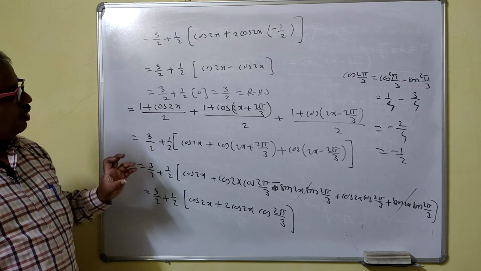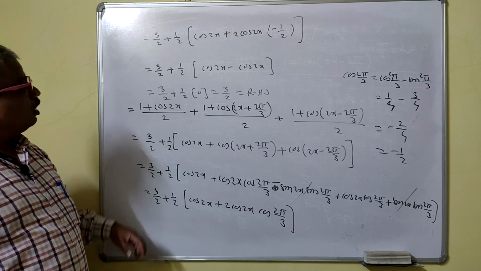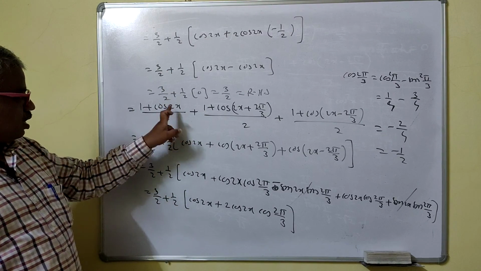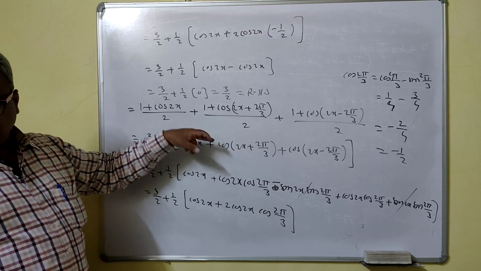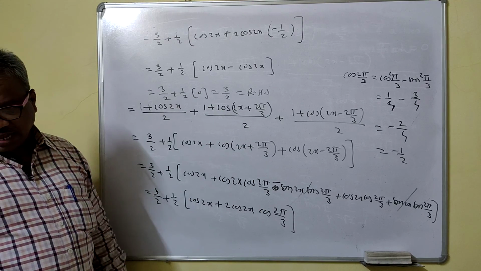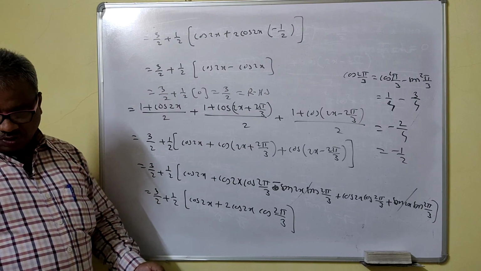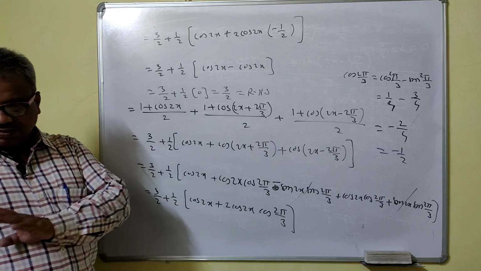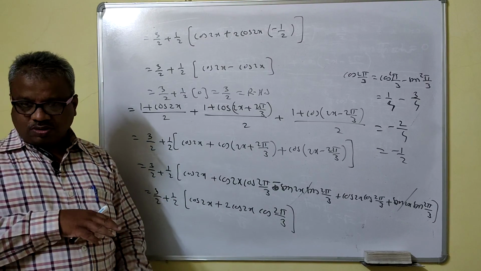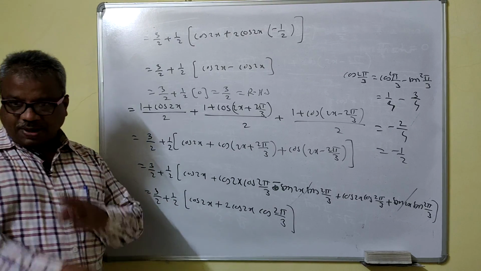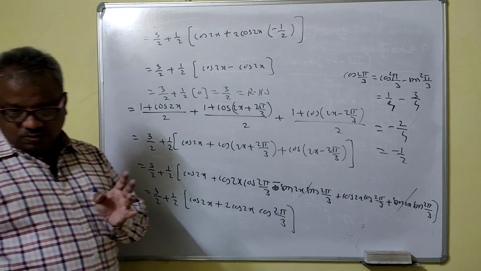So actually the problem was very simple. We only have to use our idea here: we converted cos square into double angles. That means you have to convert double angle in terms of single angle, or single angle into double angle or half angle also. Okay, so we'll stop here.